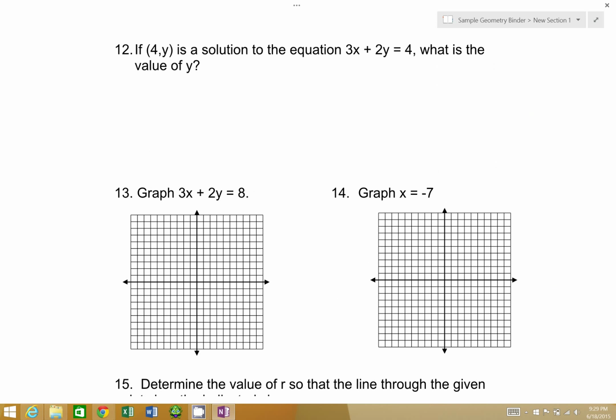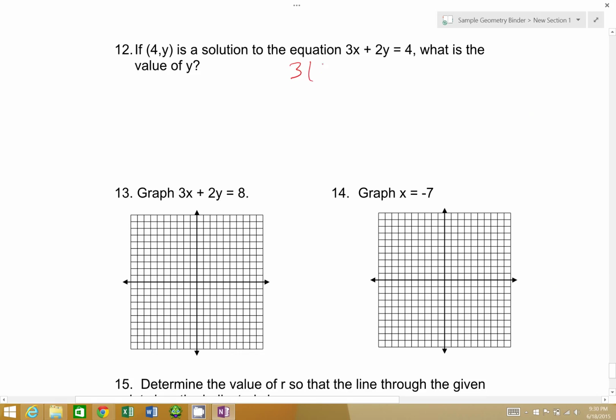If 4 comma y is a solution to this equation, what is the value of y? So what they're basically saying is, we'll give you the x coordinate, we've given you the equation, now solve for y. This is easy. You guys have been doing this all week and all year. So let's plug it in, plug it in.